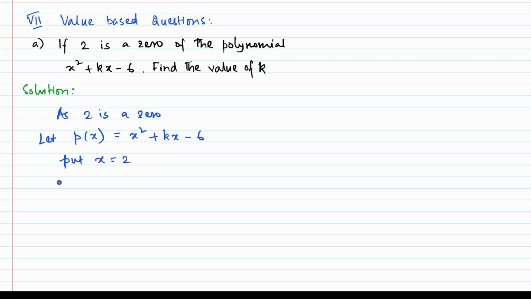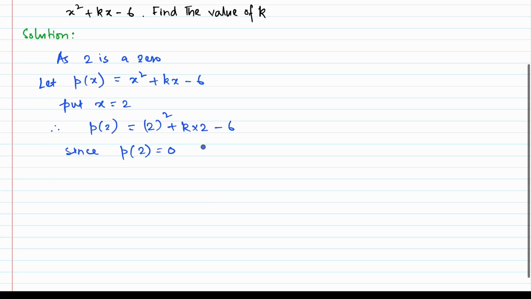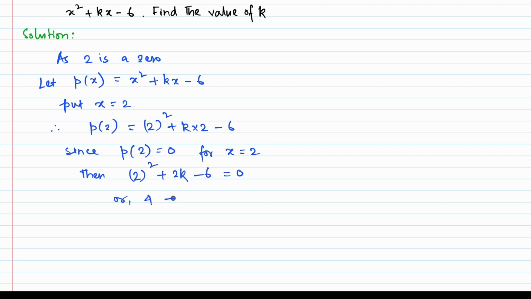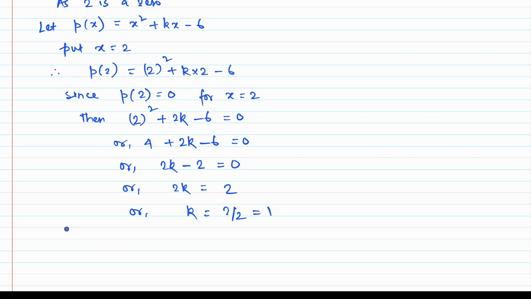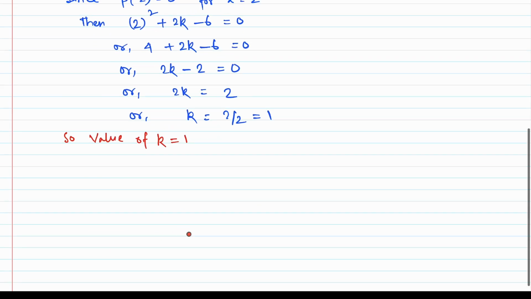Solution: as 2 is a zero, let px equal to x square plus kx minus 6, put x equal to 2, and we get 2 square plus 2k minus 6, putting px equal to 0 for x equal to 2, and now we are solving the given equation. 4 plus 2k minus 6, so 2k minus 2 equal to 0, so k equal to 2 by 2, which is 1. So value of k is 1. So this is the value based kind of question.